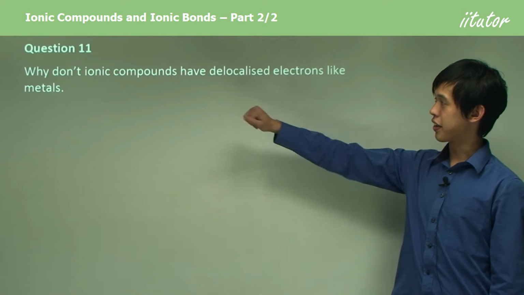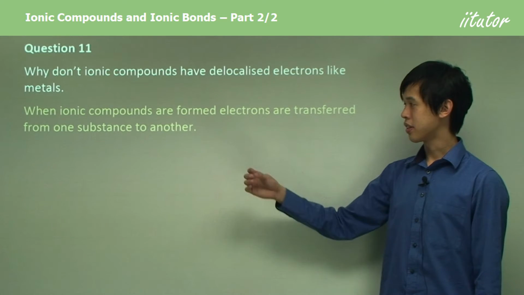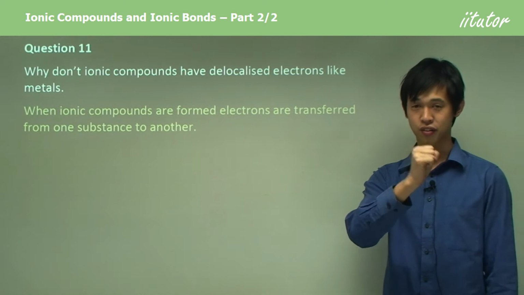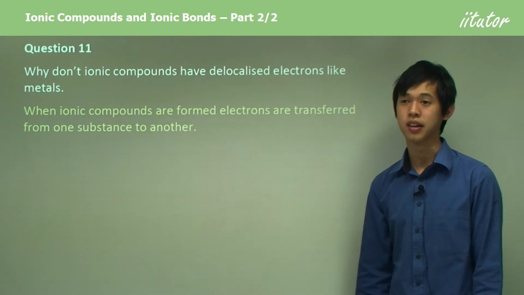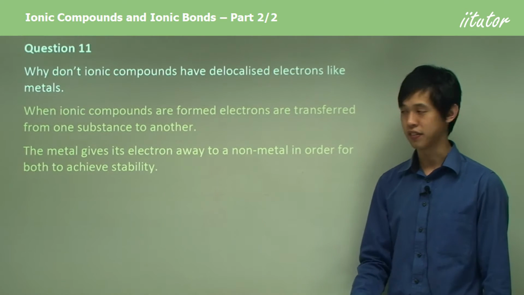So why don't ionic compounds have delocalized electrons like metals? When ionic compounds are formed, electrons are transferred from one substance to another. Our lithium gave one electron to our chlorine. So that electron was fully transferred to an atom. The metal gives its electron away to a nonmetal in order to achieve stability.